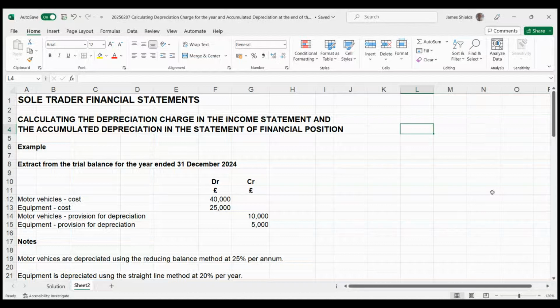Hello, welcome to this video on sole trader financial statements, and it's calculating the depreciation charged in the income statement and the accumulated depreciation in a statement of financial position. So a short example to show you how it all works.